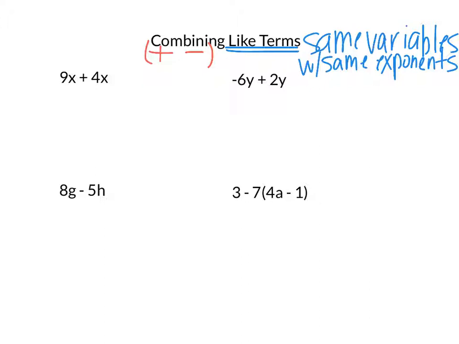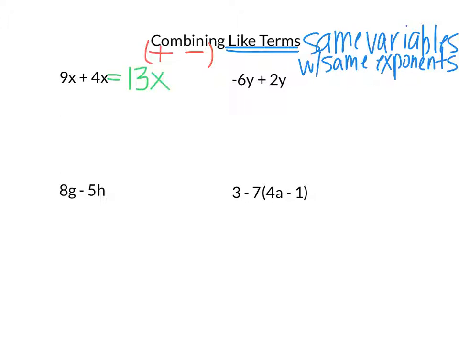So x and y would not be same variables. X and x squared would be the same variables, but not with the same exponents, so these are still not like terms. So let's look at our first one, 9x plus 4x. Well, if you have 9x's and I have 4x's, together we have 13x's. So that seems to make some logical sense, right?